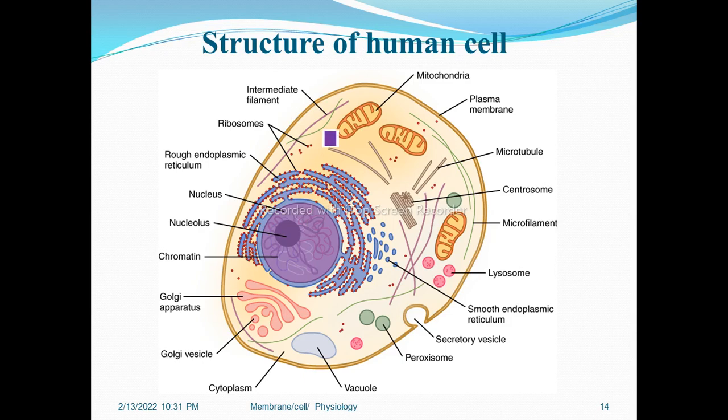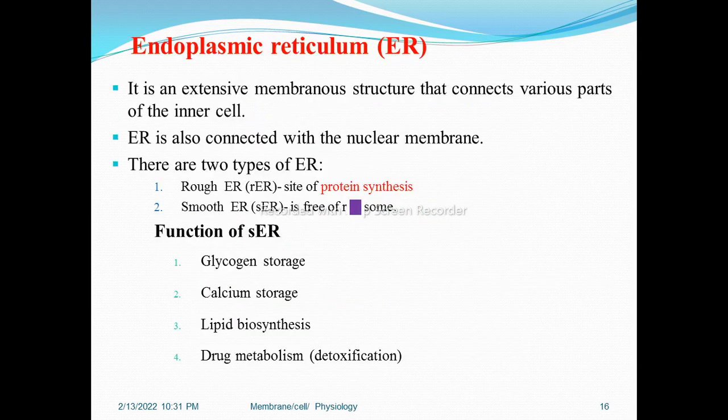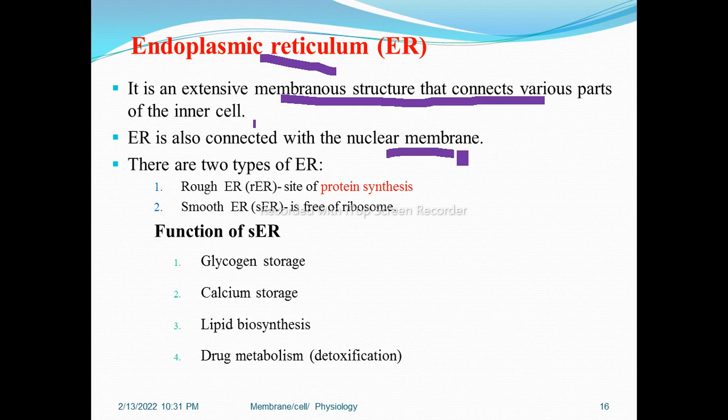So this is free ribosome, this is attached ribosomes, and the other is endoplasmic reticulum. It's an extensive membrane structure that connects various parts of the inner cell, and endoplasmic reticulum is also connected with the nuclear membrane, having association with the nuclear membrane. There are two types of endoplasmic reticulum: one is rough endoplasmic reticulum, the other is smooth endoplasmic reticulum.